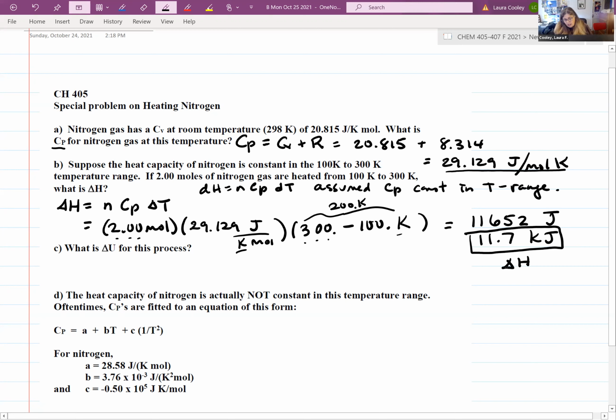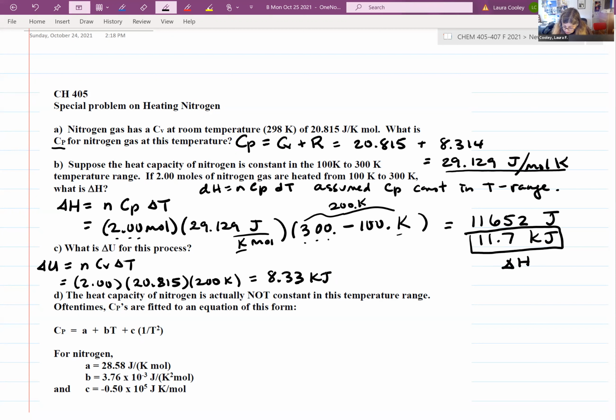Now it asks, what is the delta U for this process? So delta U, you could do it a couple of different ways. You can use nCV delta T, which is just 2 times the CV, which is given, times 200, right? Because it's 300 minus 100. And that's 8.33 kilojoules. So it's like 8,330 joules, which I converted to kilojoules.